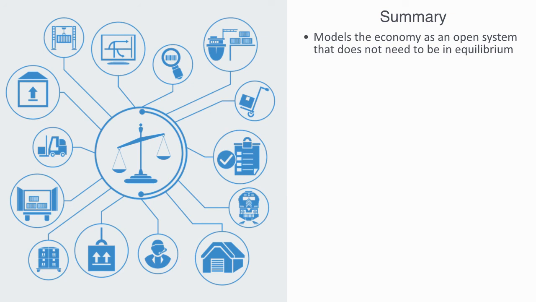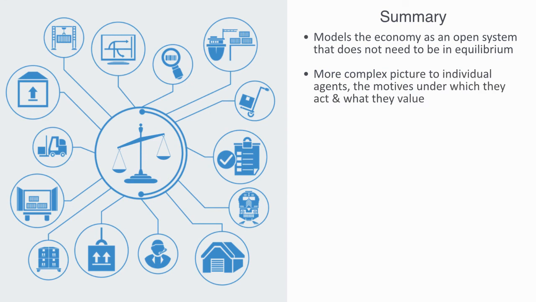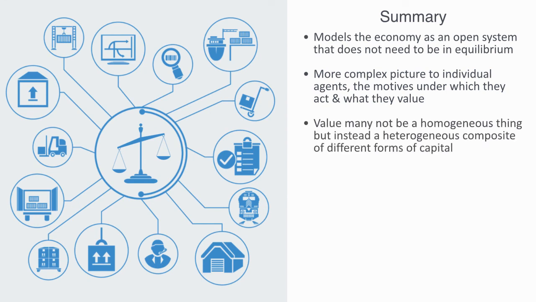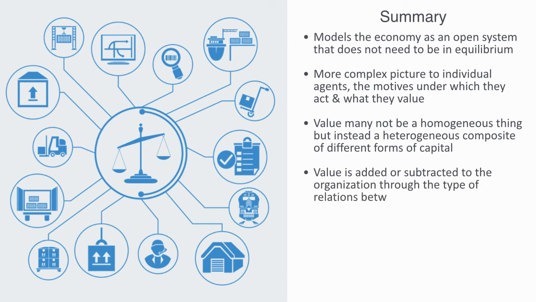Within this paradigm, we get a much more complex picture of individual agents, the motives they're acting under, and what they value, and how that value may not be a homogeneous thing, but instead a heterogeneous composite of different forms of capital. We talked about how a nonlinear framework will allow us to focus more on non-zero-sum interactions, where value is added or subtracted to the organization through the different types of relations between components, and how synergistic interactions can give rise to emergent macro patterns of organization.